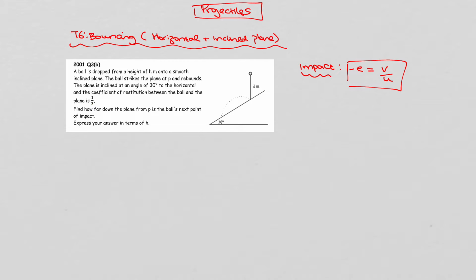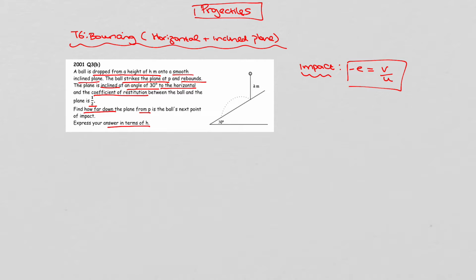Let's have a look at the question that came up in 2001, question 3b. We have a ball that is dropped from a height of h onto a smooth inclined plane, so no friction there. The ball strikes the plane at P and rebounds. The plane is inclined at 30 degrees to the horizontal, and the coefficient of restitution of the ball and the plane is a half. We want to know how far down the plane from P the ball's next point of impact is, and we have to express our answer in terms of h.